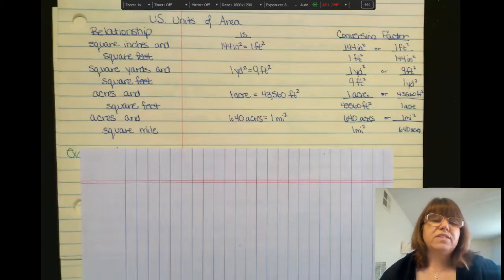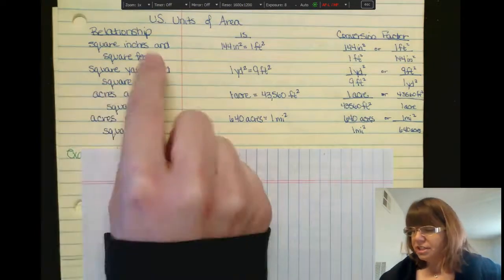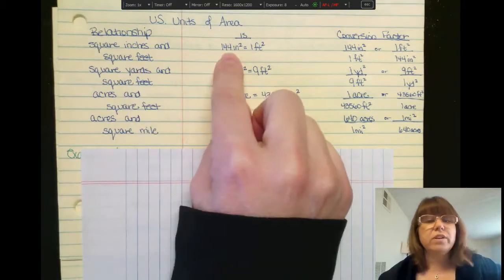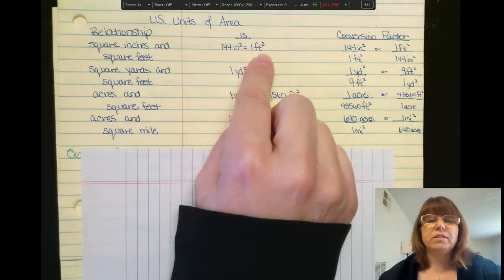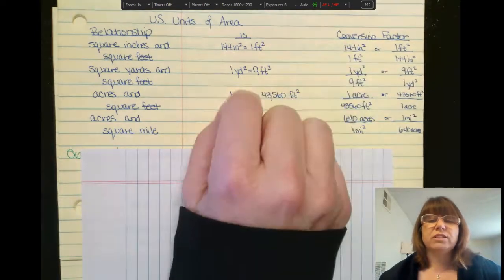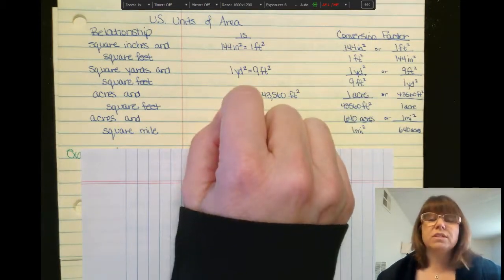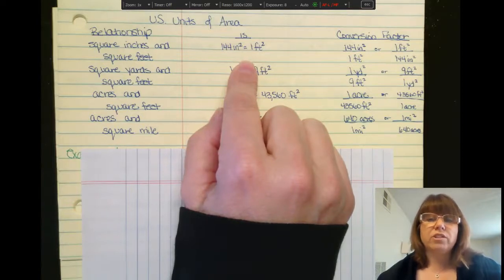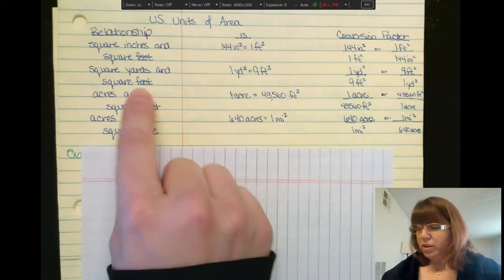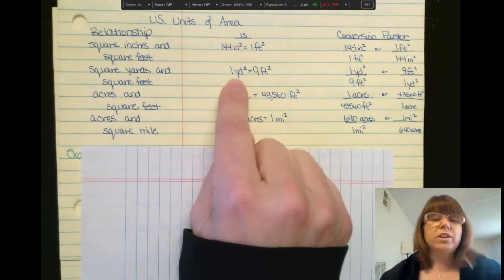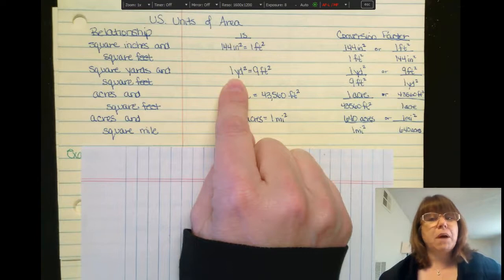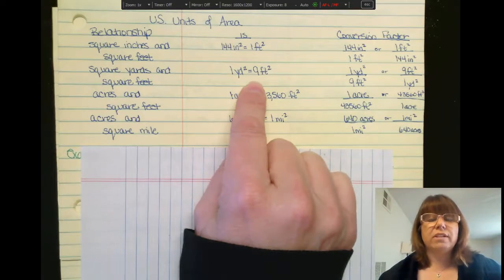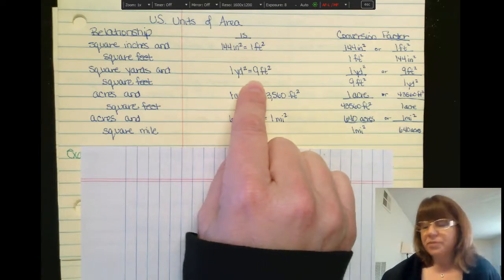For the U.S. units of area, we have square inches and square feet. 144 square inches is 1 square foot. I'm not going to discuss the conversion factor. You can see those. But for the first one, I will discuss that it's just 1 unit over the other: 144 inches squared over 1 foot squared, or 1 foot squared over 144 inches squared. Square yards to square feet: 1 square yard is going to be 3 feet by 3 feet. So 3 feet by 3 feet, multiplied together, is 9 feet squared. That's how you figure out what your conversion is.